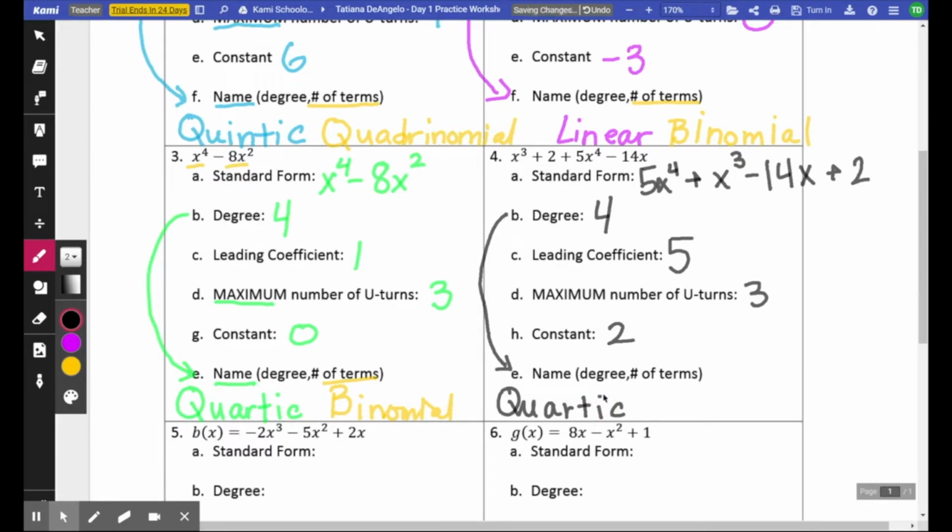But again, now I'm going to look at the number of terms, and I have 1, 2, 3, 4. And we had this before in the first one. So if there are 4 terms, it is a quad. So therefore, I have a quadrinomial.